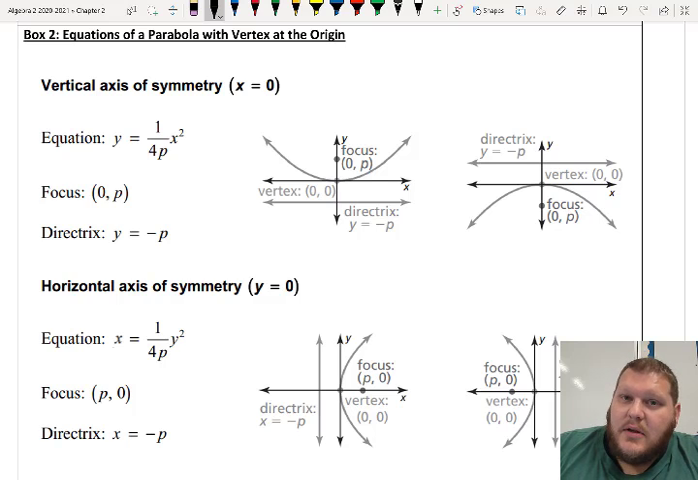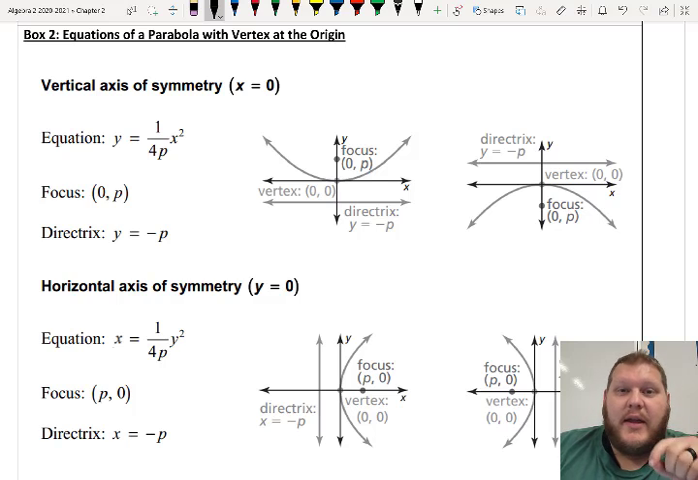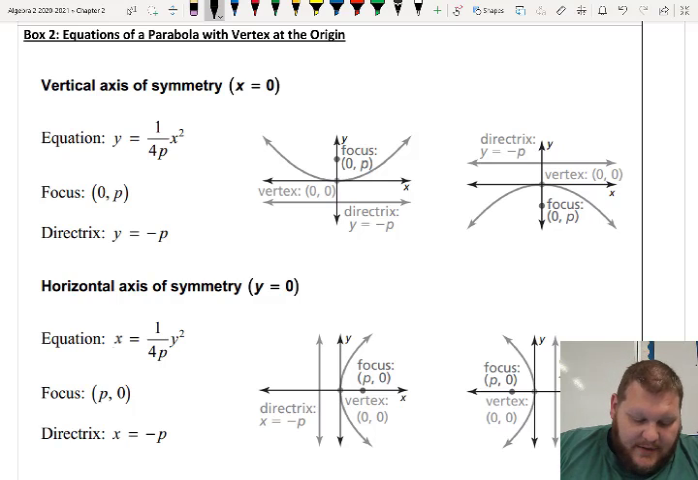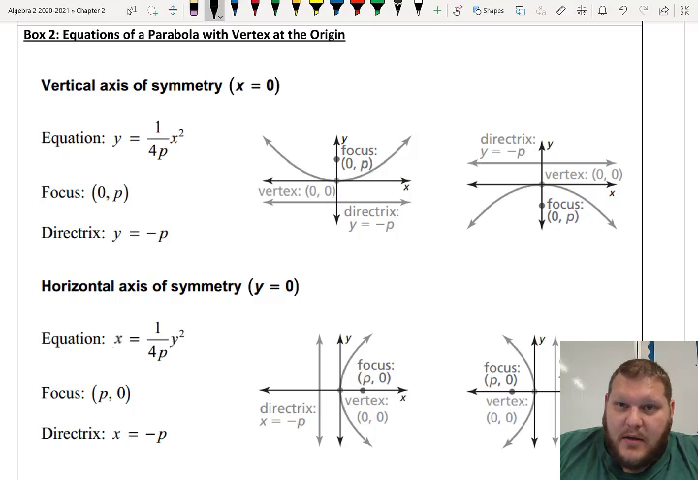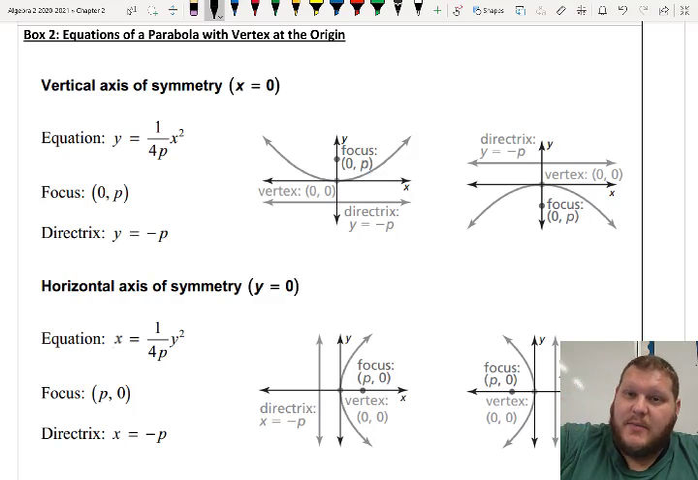And again, p is just what tells us how we get from my vertex to my focus. So obviously here, my focus is just (0, p), once you know what that p value is. My directrix is y equals negative p, because if my p is positive 2, my directrix has to be 2 units underneath my vertex, which would be negative 2.